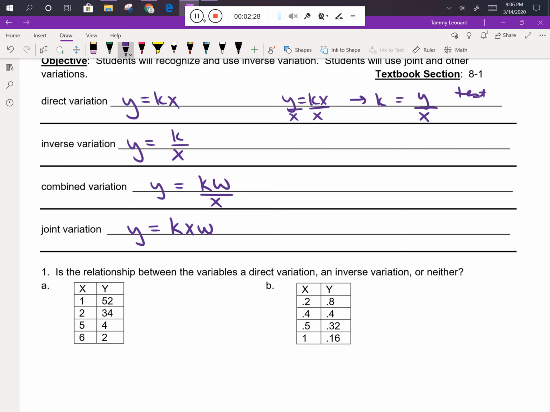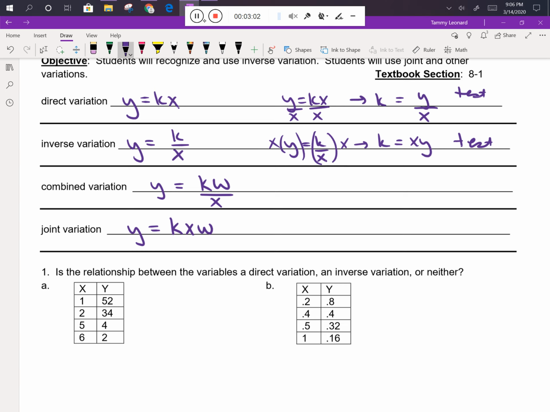Let's think also about inverse variation. We start out with y equals k over x. Well, if I were to multiply both sides by x, that would solve for k, and I would see that k equals x times y. This is the test that we can use if we want to know if something is inverse variation. If we take all of the xy pairs and multiply the numbers together, if we always get the same number, in other words, a constant value, then we have found the constant of inverse variation.